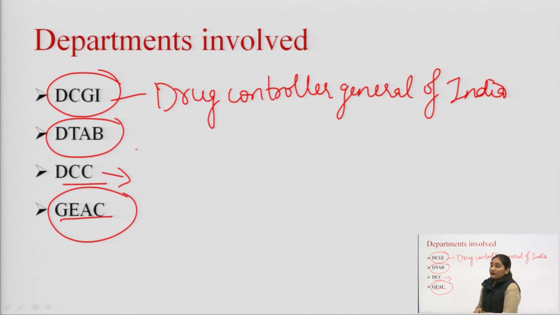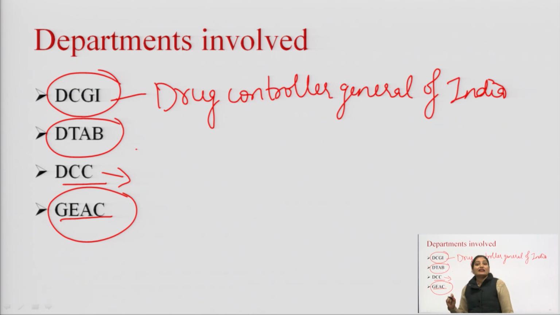Okay. 4 departments are involved in the new drug approval process. These are DCGI, DTAB, DCC and GEAC. DCGI handles all the matters related to licensing, the conduction of clinical trial, and licensing for the import, manufacturing or marketing of new drug.